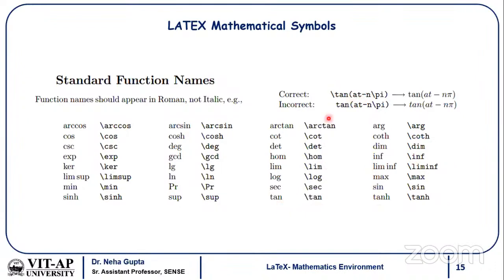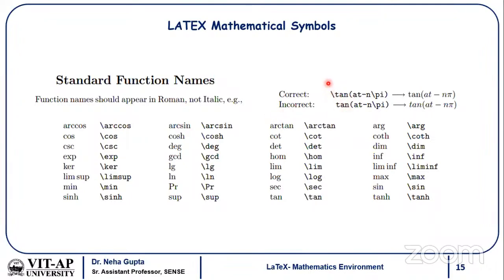And here just see, one example is mentioned. Function names always should appear in Roman, not italic. The same thing I have shown you there by using the \mathrm command. x is rational or x is irrational. Similarly, cos is not a variable, it is the function name. Yes, it should be represented in Roman, okay, not in italic way. So see, here an example is shown.